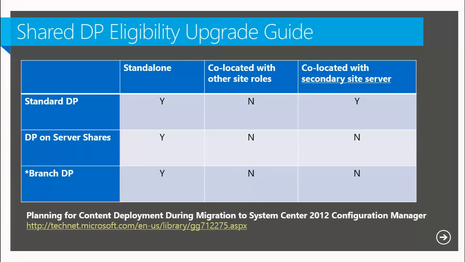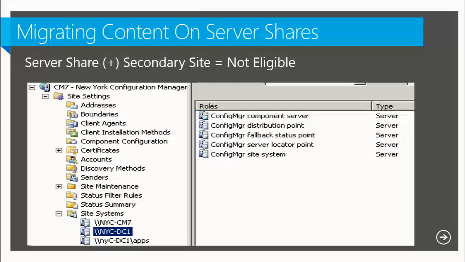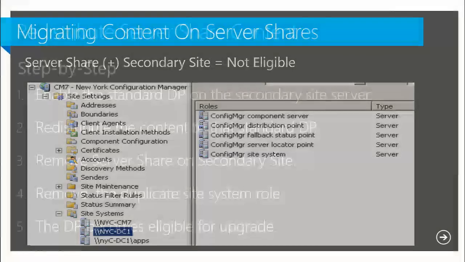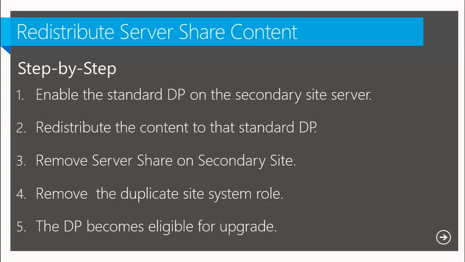So what do you do with all those secondary sites out there that have, for example, server shares? A lot of people have that. So let's talk about that. Here's an example in my lab. What you do is you enable the standard DP on the secondary site. You redistribute the content to that standard DP.